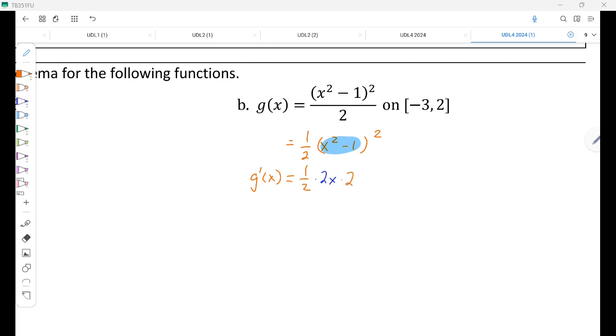another 2, yep. X squared minus 1 to the 1 power, so just x squared minus 1. So the 2's can cancel, and I end up with 2x times x squared minus 1, right? The advantage to doing the chain rule is I'm factored already. I mean, not fully factored, but I am factored. So we end up with 2x, x plus 1, x minus 1.